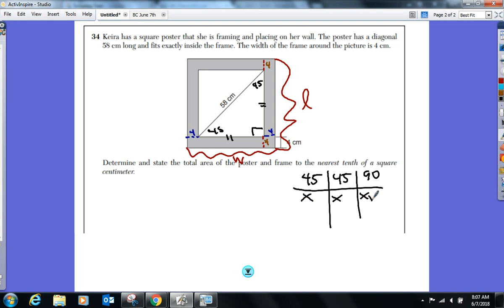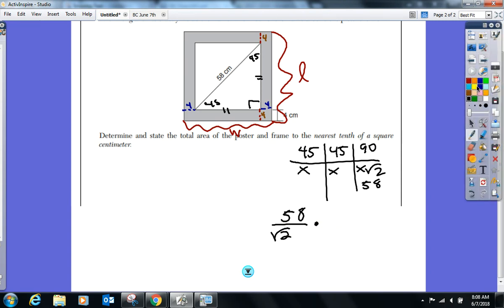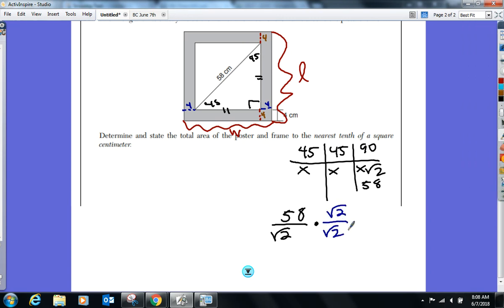X radical 2. Where's that 58 across from? It's across from the 90. That's one of the worst places we could be, but we can handle it because we're in honors geometry. 58. How do I go backwards? What do I have to do with the 58? Divide it by radical 2. No radicals in the denominator. You'll thank me next year when you get to this. What do I do to get rid of it? Multiply top and bottom by radical 2. 58 radical 2. What's in my denominator? 2. 58 divided by 2.